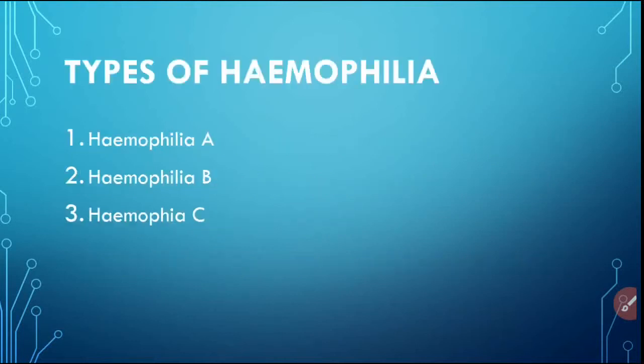Types of hemophilia. Hemophilia A, Hemophilia B, Hemophilia C. These are the three types of hemophilia. Hemophilia A is caused due to the absence of blood clotting factor 8. Hemophilia B is caused due to absence of blood clotting factor 9. And Hemophilia C is caused due to absence of blood clotting factor 11.